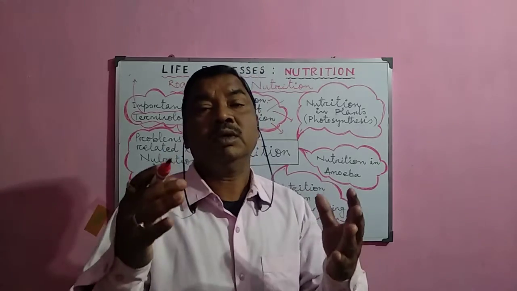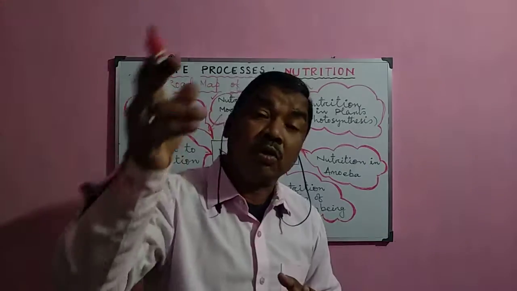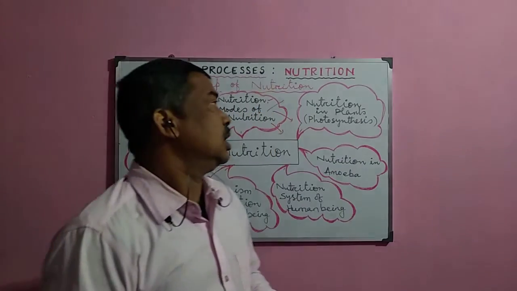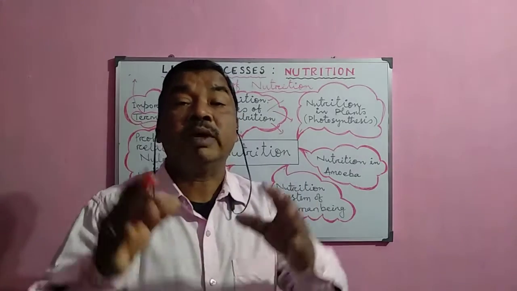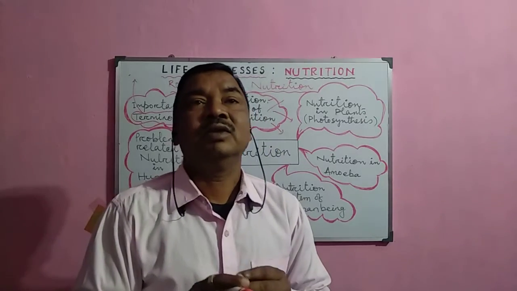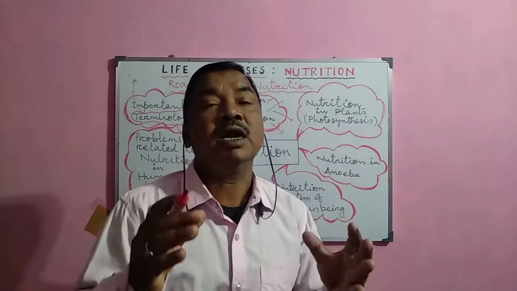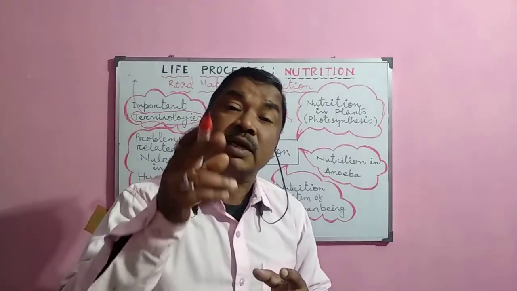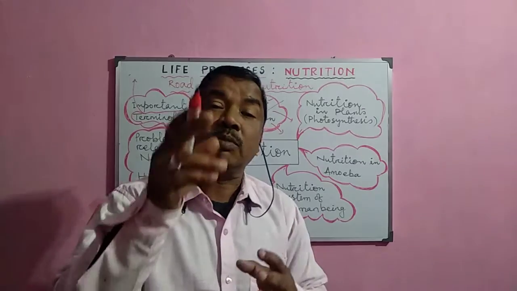Whatever may be obligatory or facultative, they derive their food from other organisms by living in or living on their body. Now, there are some organisms that derive their food from dead and decaying matter. This mode of nutrition is called the saprotrophic mode of nutrition. Mostly the fungi, bacteria and mushrooms derive their food from dead and decaying plants and animals. So this mode of nutrition is called saprotrophic mode of nutrition.